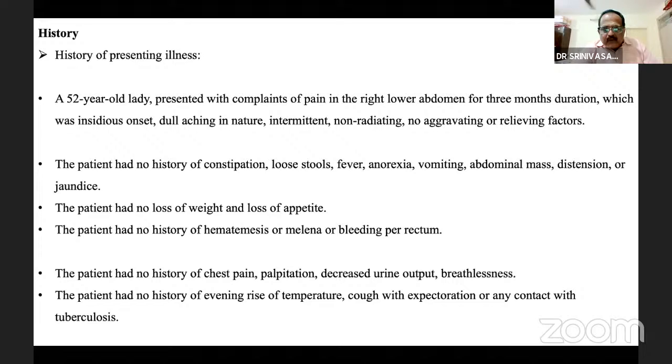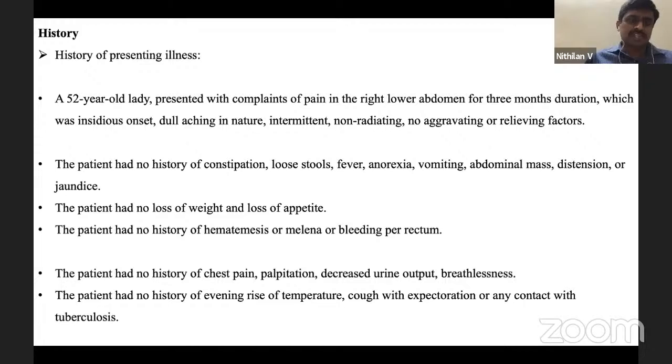Sir, see, might be this dull aching pain, giving more focus to this dull aching pain and arriving at a diagnosis for a retroperitoneal mass. Most of these patients may not be able to say what the pain is, or whether they have GI symptoms. They might have some discomfort that they express as a dull aching pain.